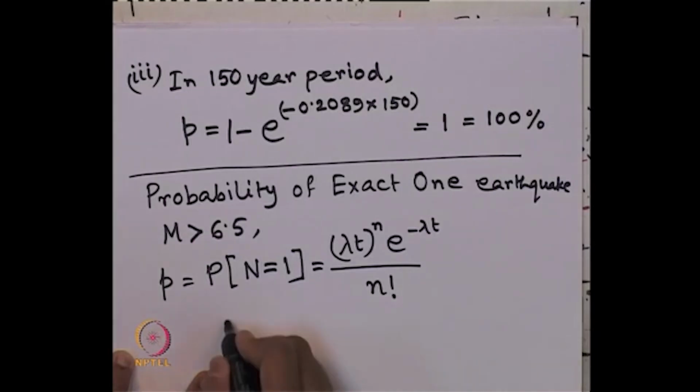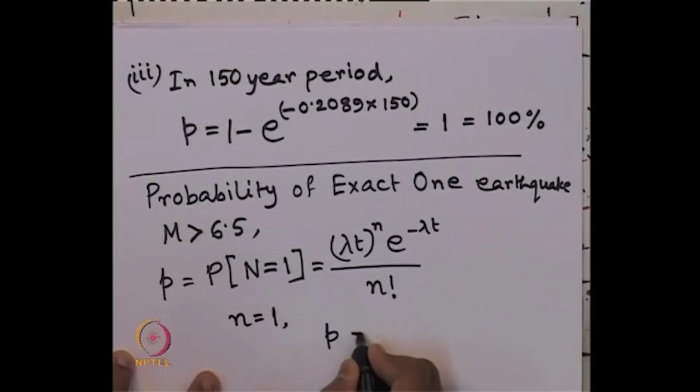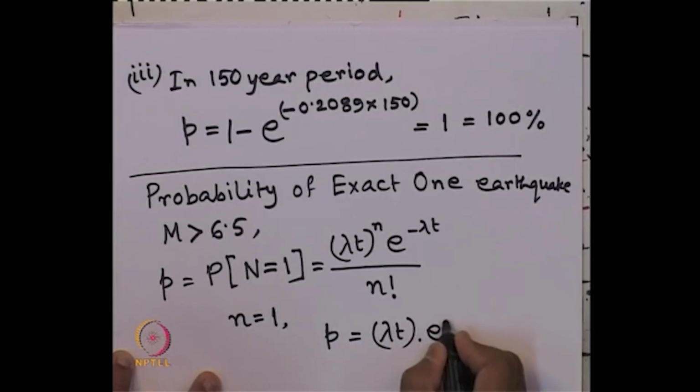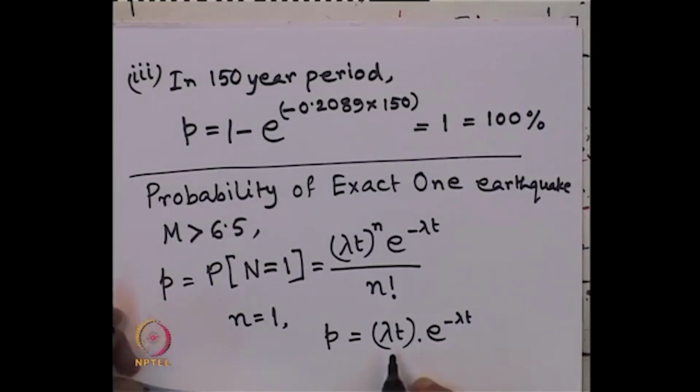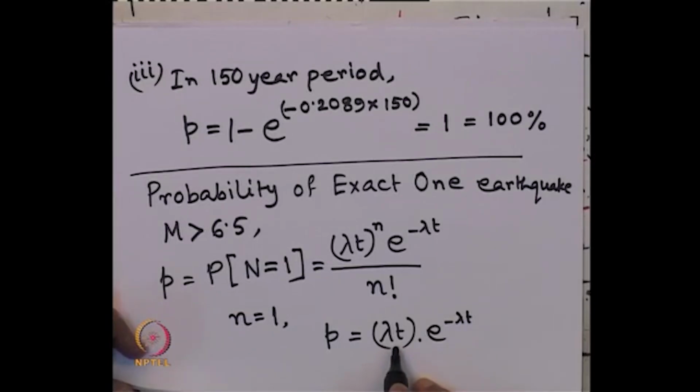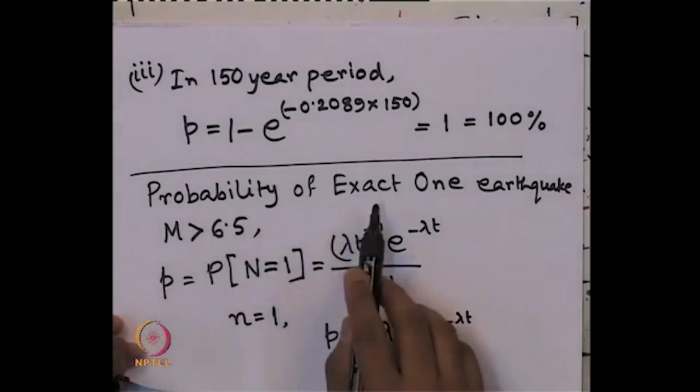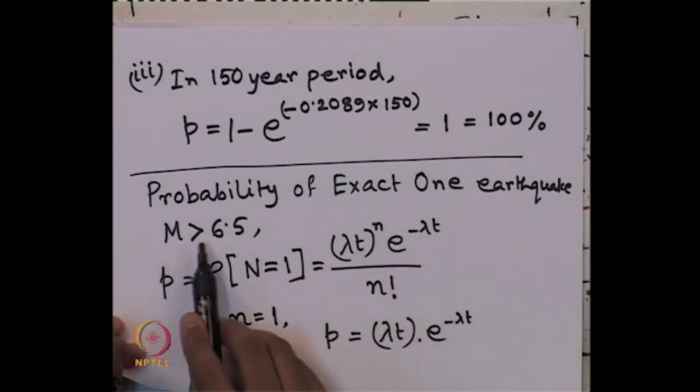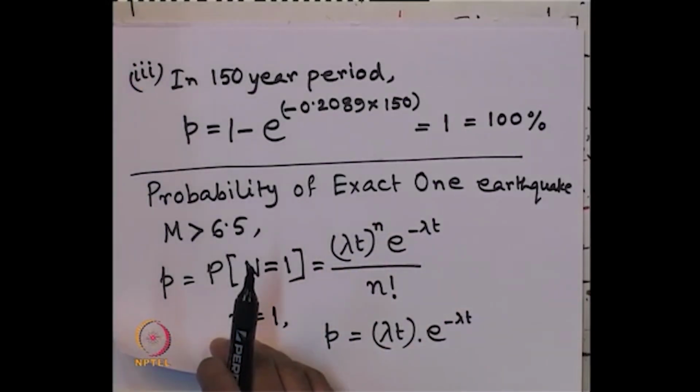Now, using n equals 1, what will you get? P will be lambda t times e to the power minus lambda t. That is the expression. Clear? So, if we now put the value of lambda m, which we have already calculated for this zone, and for different periods t, we will get the corresponding probability of exactly one earthquake of magnitude greater than 6.5 in that region.